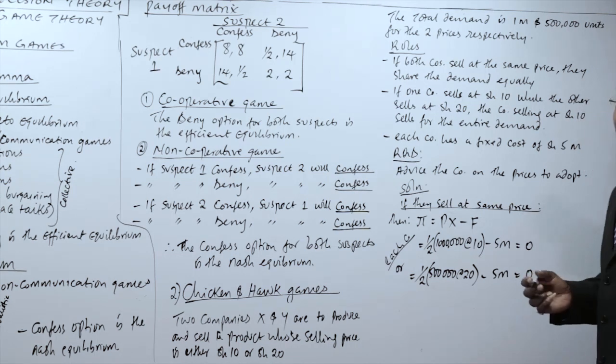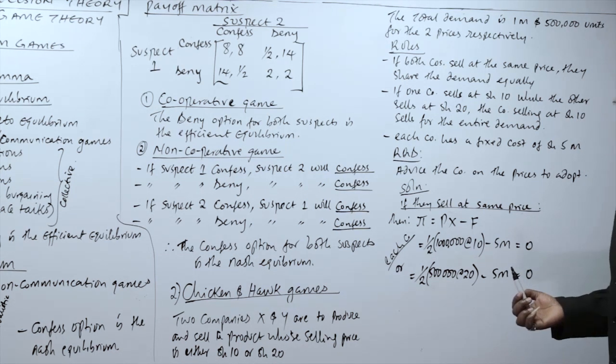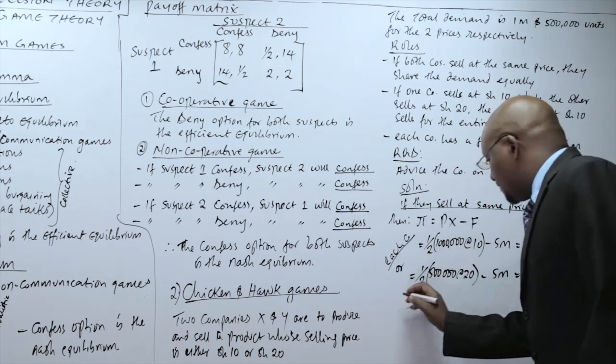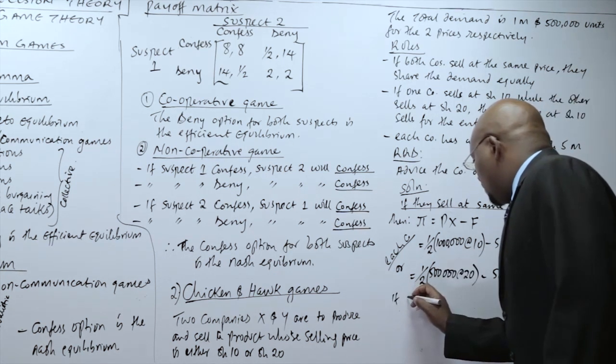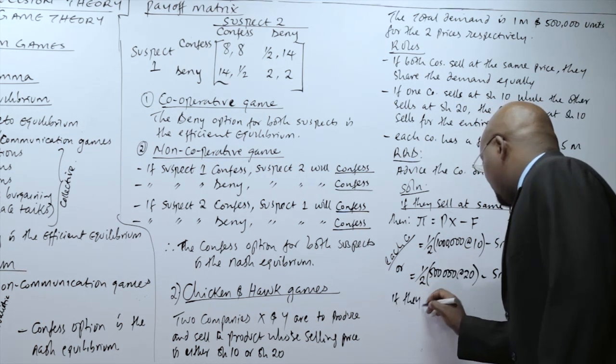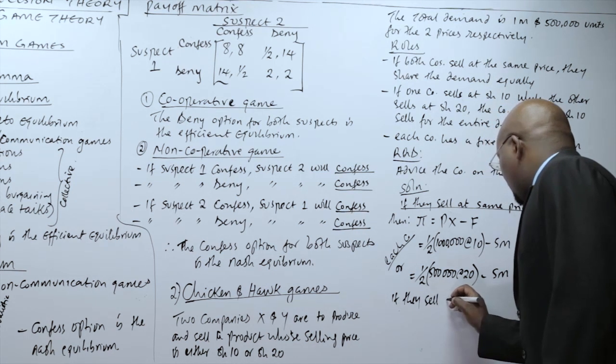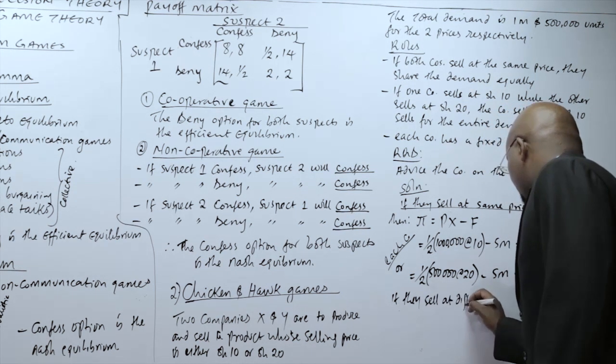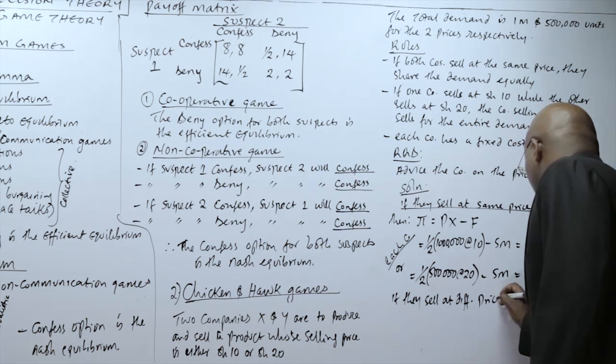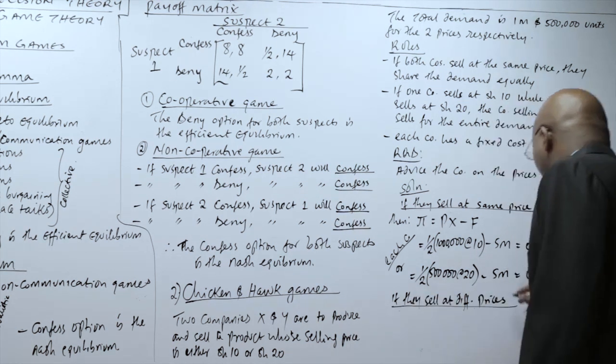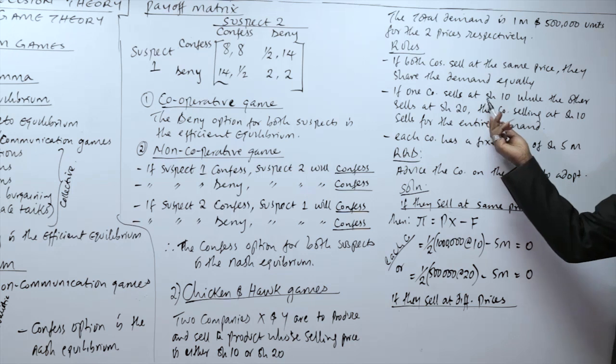Meaning, if you decide to sell at the same price, you will make a zero. Each of you makes a zero. But in case they sell at different prices, now the one selling at the lowest price is going to sell everything.